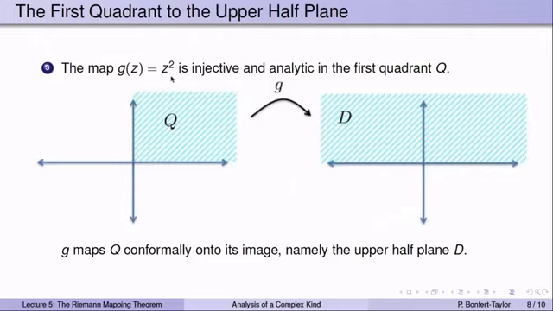Another example, let's look at the map z squared. We know the map z squared is injective and analytic in that first quadrant, and it maps it conformally onto the upper half plane, which we named D in our first example. So the first quadrant is mapped conformally under the map z squared to the upper half plane.